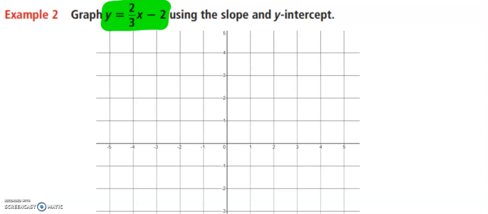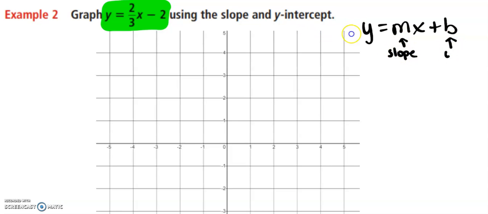How do you graph that? Okay, so let's talk about a couple of things. First off, this equation, mx plus b, is slope-intercept form. m is your slope, b is your y-intercept, and I'm just abbreviating the word intercept. And the equation we have in this problem is y equals 2/3 of x minus 2.